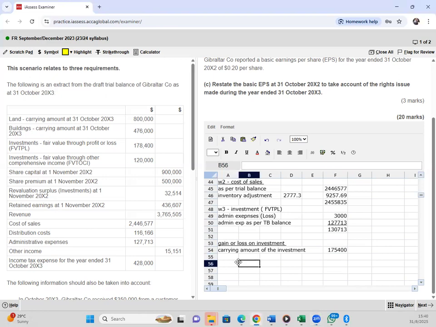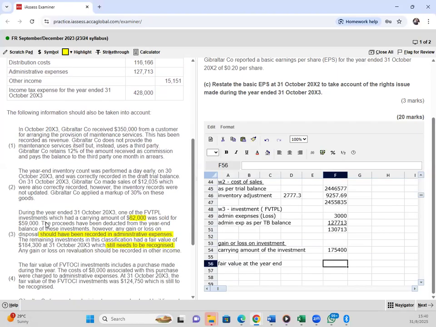But they have said that the fair value of this investment at the end of the year is 184,300. Meaning, if it was 175,400 but now it is 184,300, there is a gain. There is a gain in investment. How much is the gain? This minus that. So there's a gain on investment.